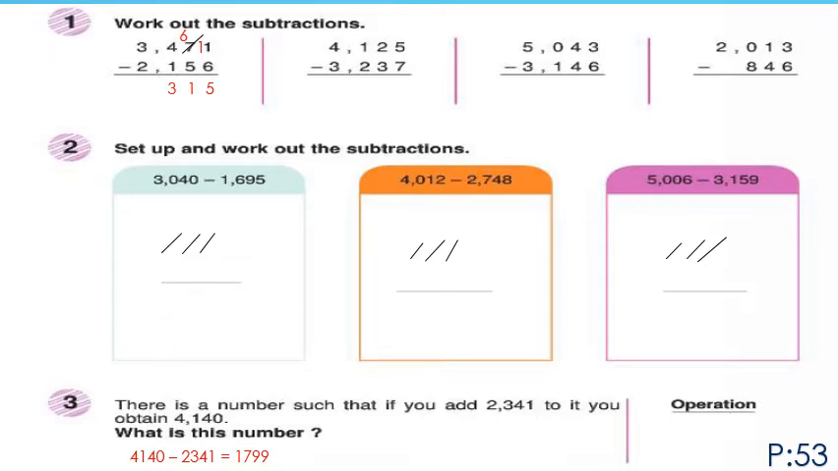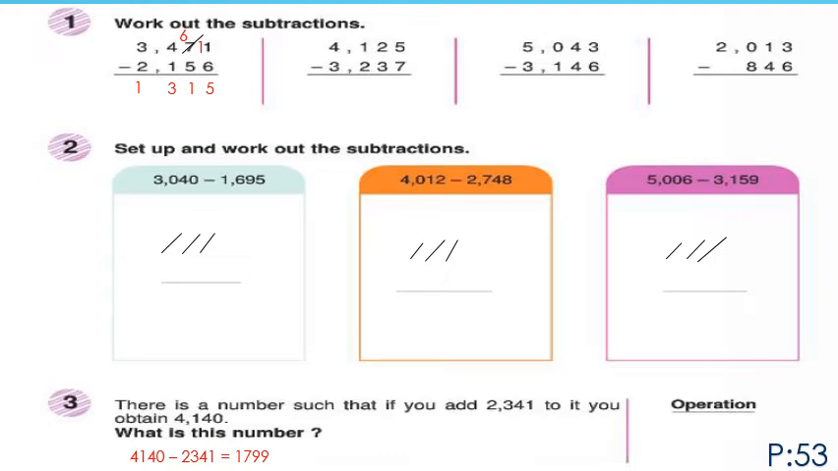Then we move to the thousands place value. We have 3 minus 2. Can we take 2 out of 3? Of course. So 3 minus 2 will give us 1. So 3,471 minus 2,156 is equal to 1,315.